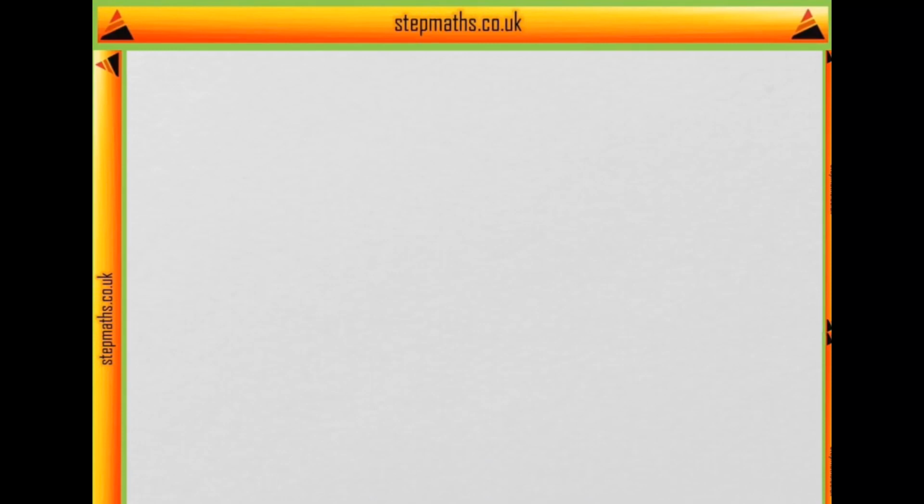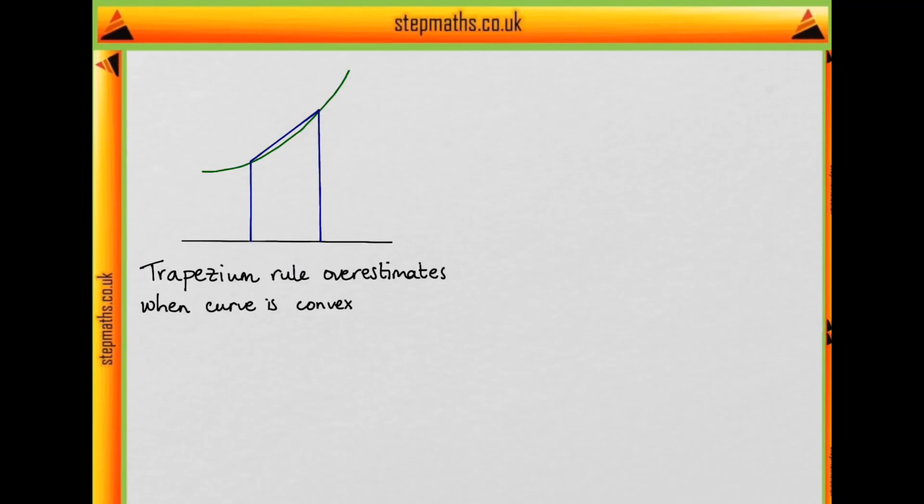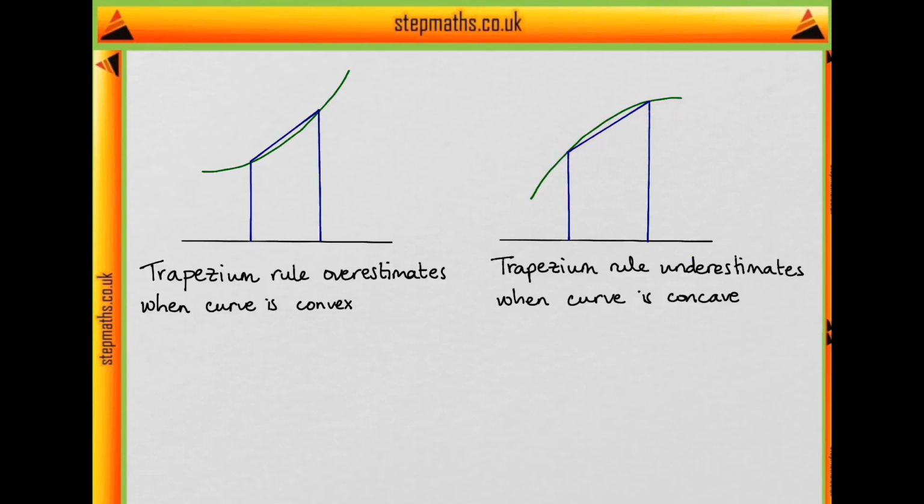Okay, so the first thing to notice is if we have a curve that is curving upwards like this, or what we call convex, then when we use the trapezium rule, the top of the trapezium lies above the curve, so we're going to get an overestimate. But if we have a concave curve, or one that's curving this way, then when we use the trapezium rule, the top of the trapezium lies below the curve, so we get an underestimate.